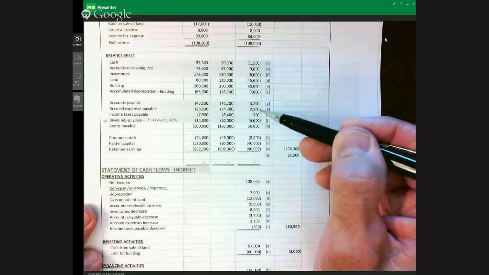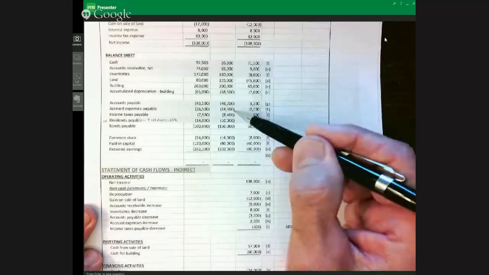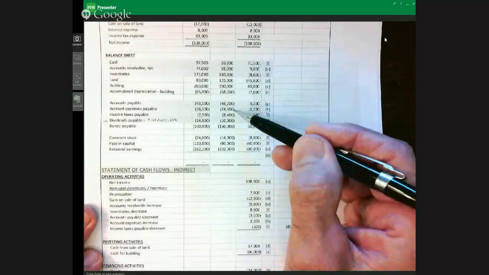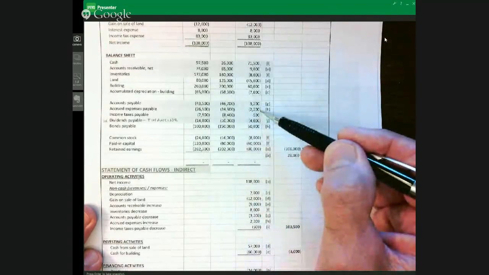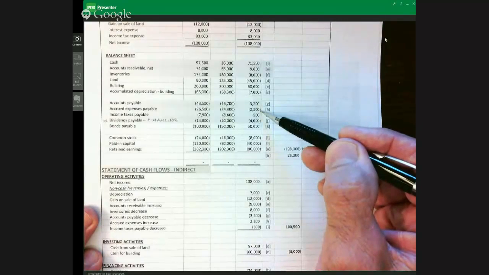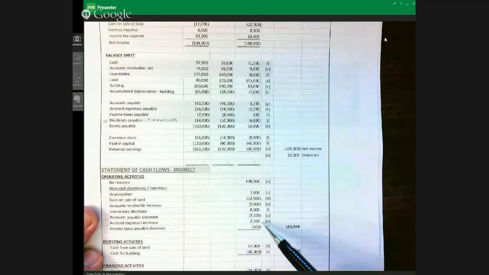Accrued expenses are other liabilities. In this case, you can see accrued expenses increasing. They went from $24,300 to $26,500. To increase a liability, you would credit the liability. The credit on the balance sheet would be offset by a debit to operating cash flows.